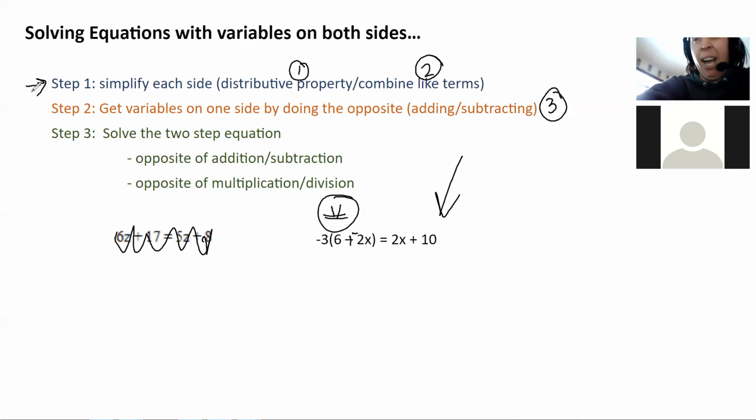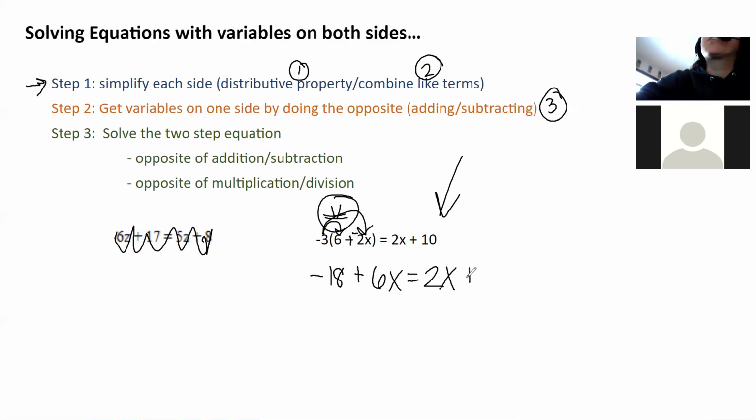What do you guys think? Oh, excuse my yawning. What do I get after I distribute? Yeah, good job, Emma. We would multiply. So we get negative 18 plus 6x. Good. Now there's nothing left to simplify on each side. You just have a regular two-step expression.